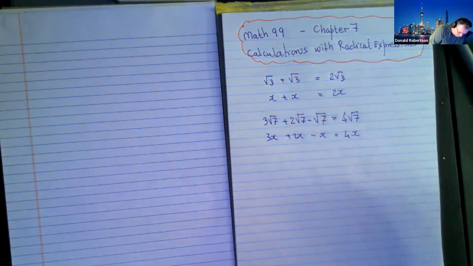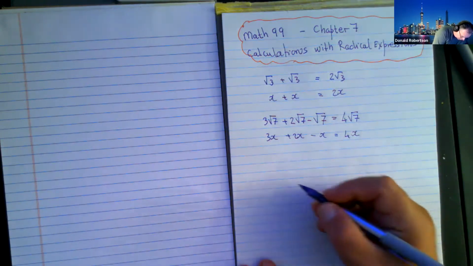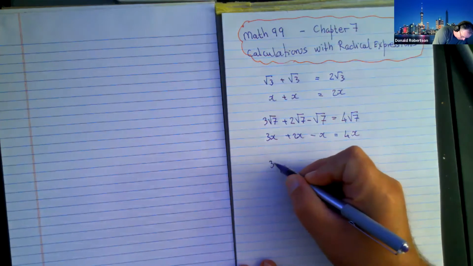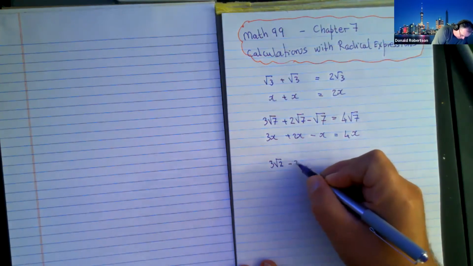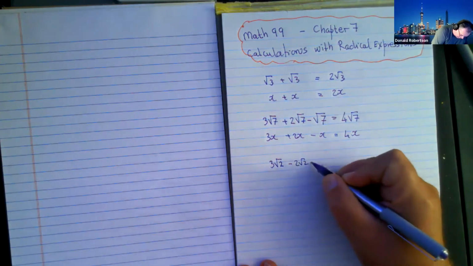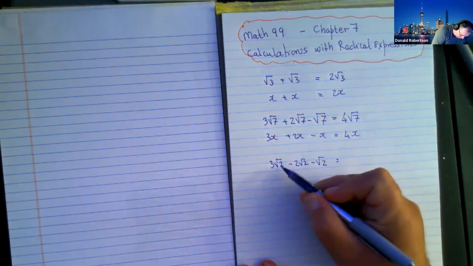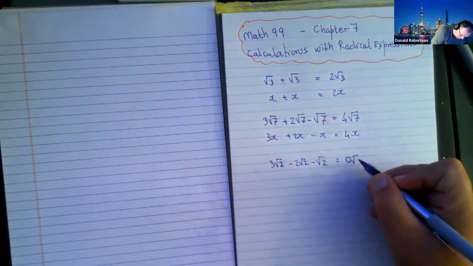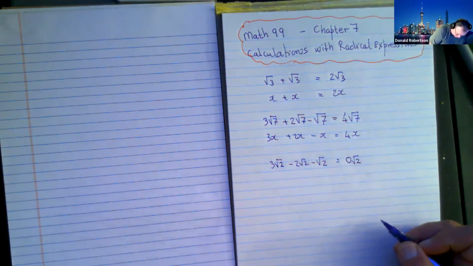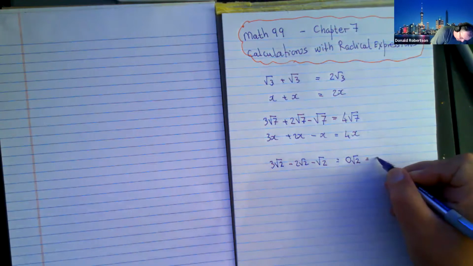Now, there are some idiosyncrasies. I'm not sure if that's a good word, but there are some situations that you just have to be aware of. So 3 square root of 2, take away 2 square root of 2's, take away another square root of 2. Now, if you look carefully, you've got 3, but you're taking away 3. You do not write down that you have 0 square roots of 2. That mathematically is really not a very sensible way of saying it. We just say 0.